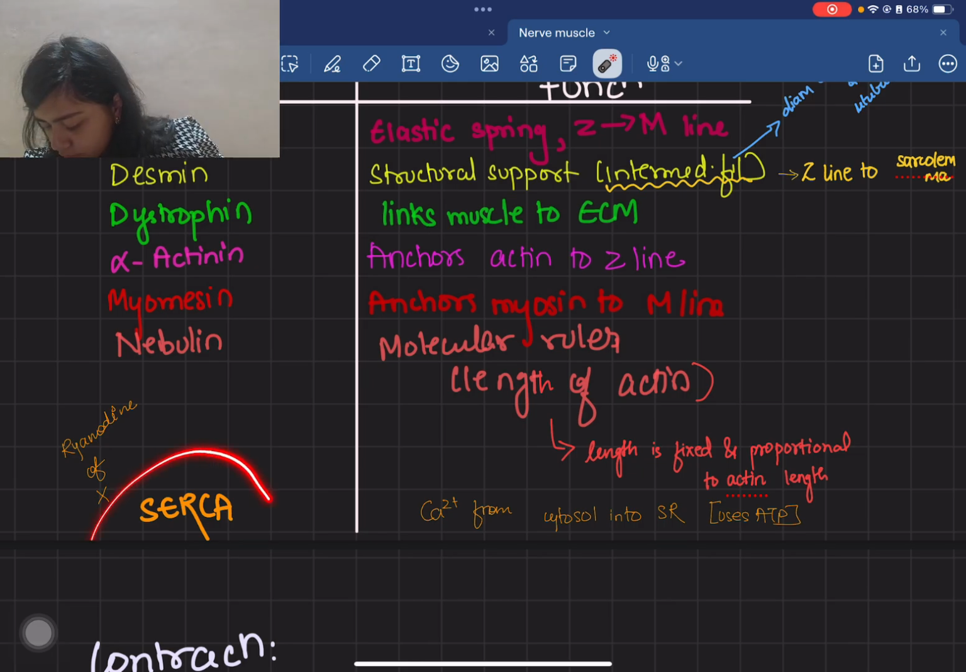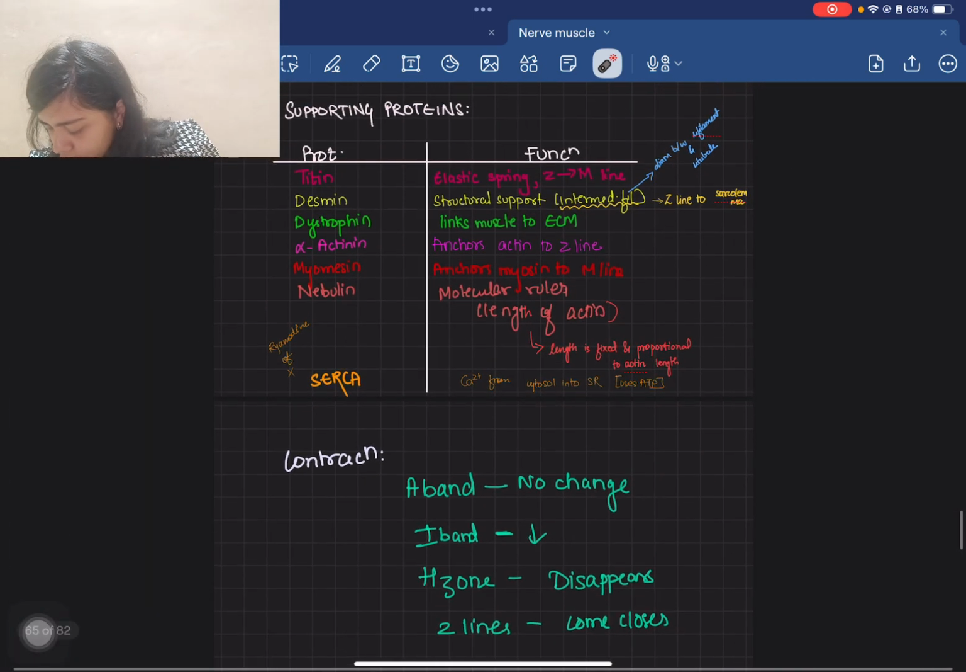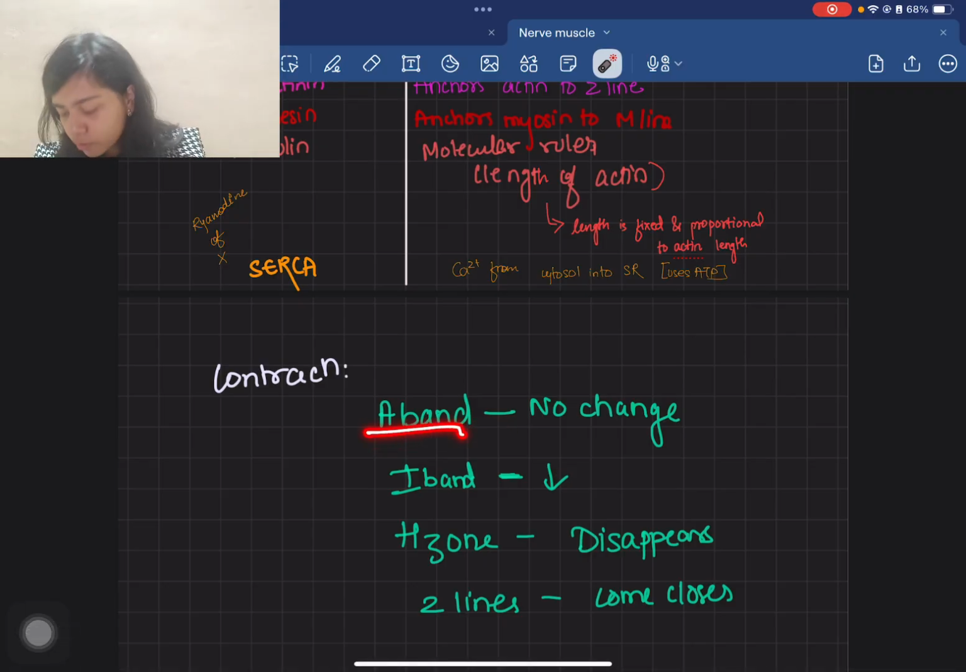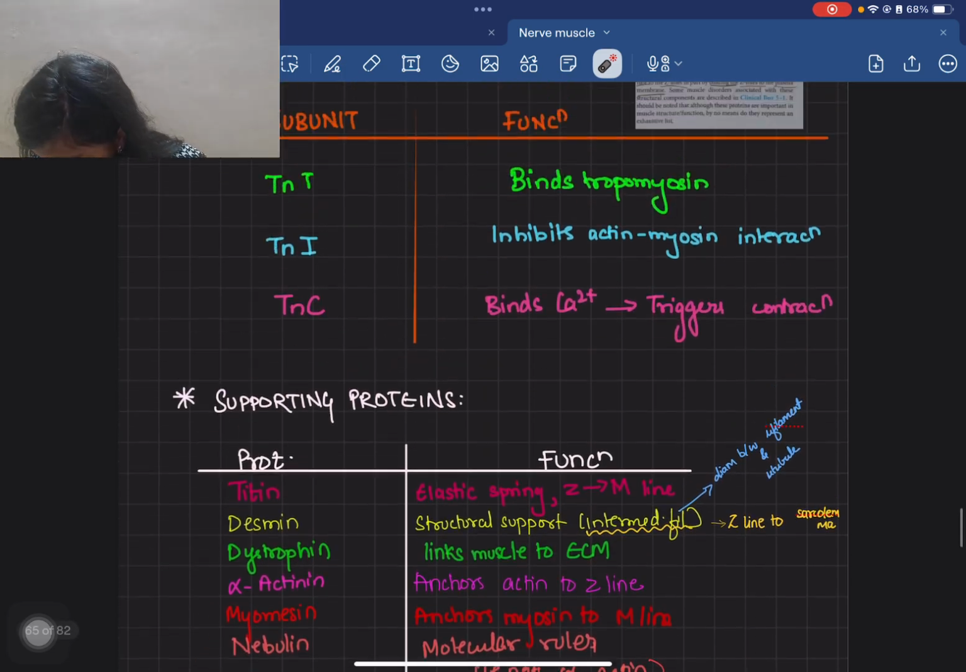Okay, so what is there? In contraction, these are the key points. In contraction, there is going to be no change in the A band because it tells the length of myosin. Look, the length of no protein is changing. The length of myosin is not changing, nor is the length of actin changing. The I band is changing because it includes only actin. The overlapped portion of myosin and actin is increasing, so the I band will decrease. The H zone may disappear during severe contraction, and the Z lines will come closer because actin pulls, so the Z lines are going to come closer.